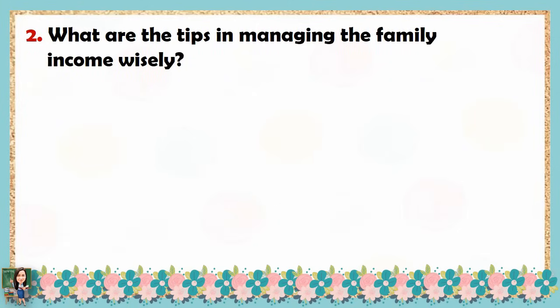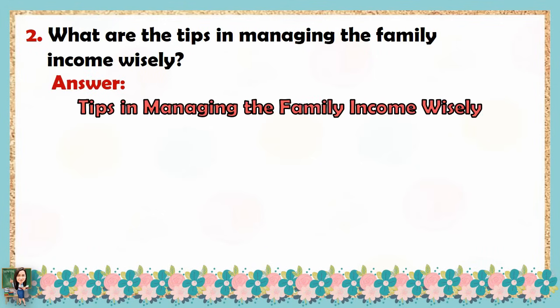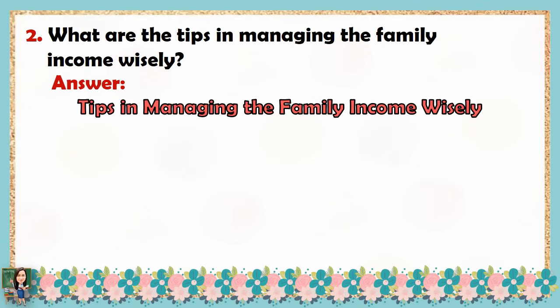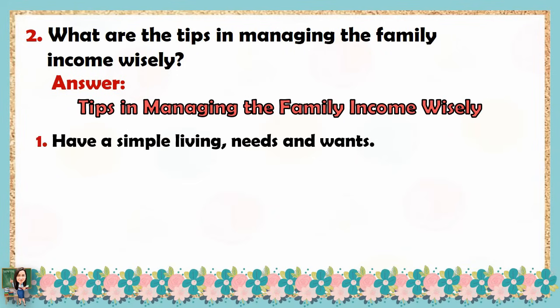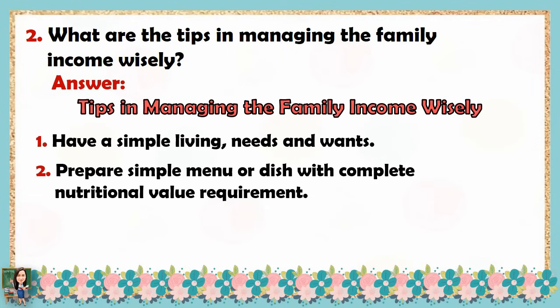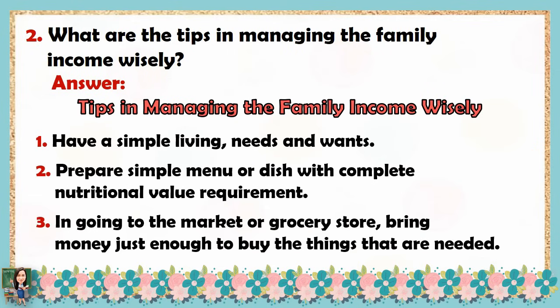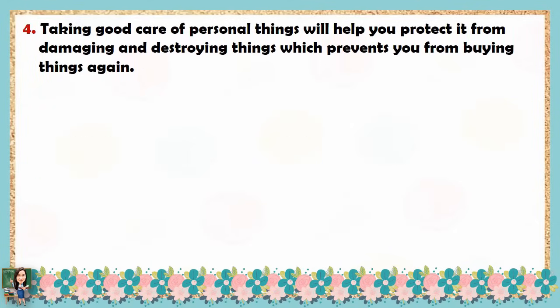For number 2 question, what are the tips in managing the family income wisely? So again, the tips in managing the family income wisely are: number 1, have a simple living, needs and wants. Number 2, prepare simple menu or dish with complete nutritional value requirement. Number 3, in going to the market or grocery store, bring money just enough to buy the things that are needed. Number 4, taking good care of personal things will help you protect it from damaging and destroying things, which prevents you from buying things again.